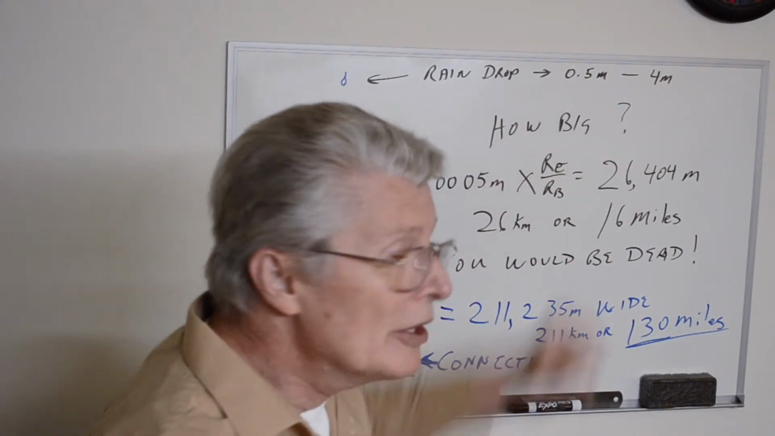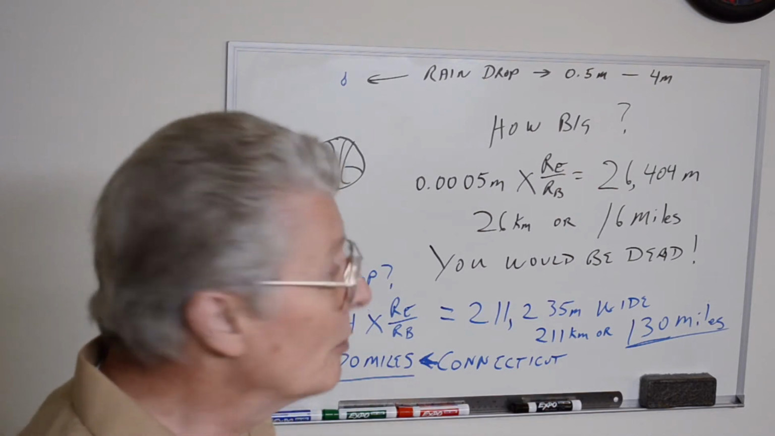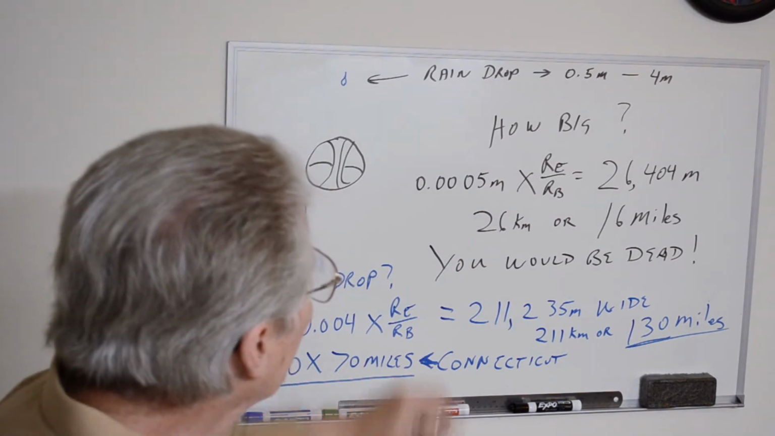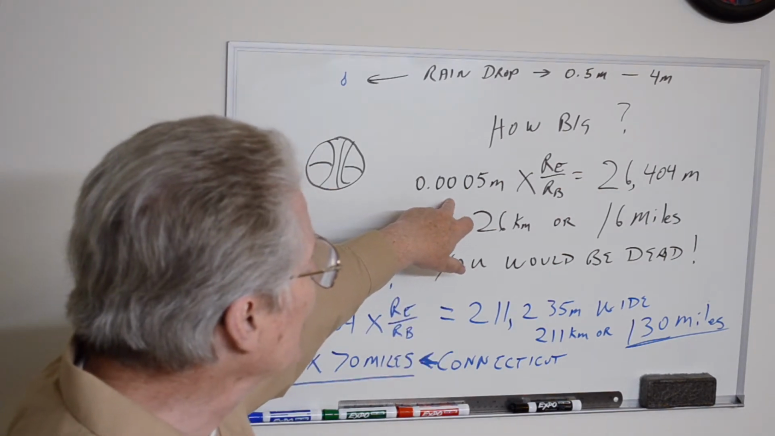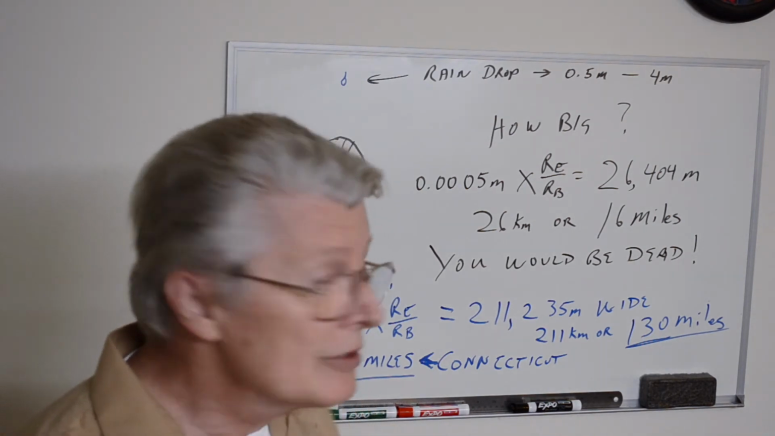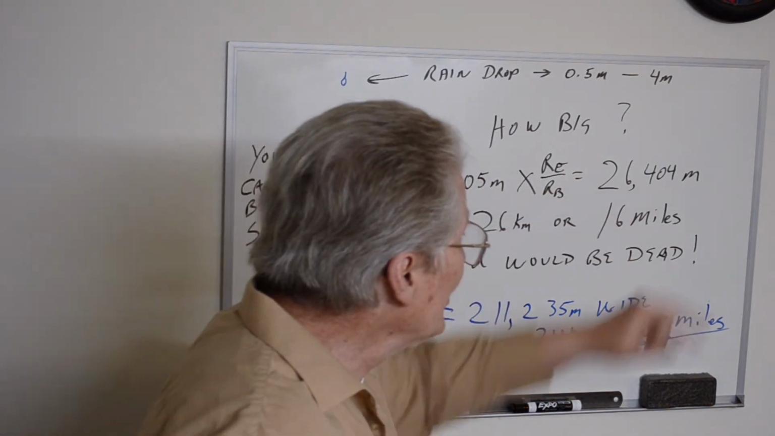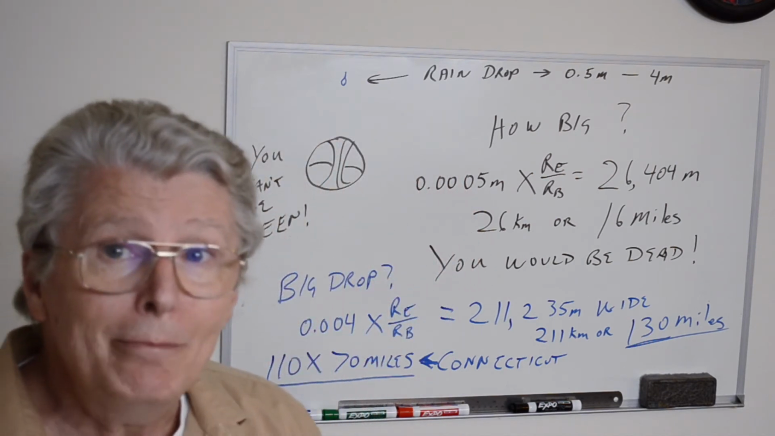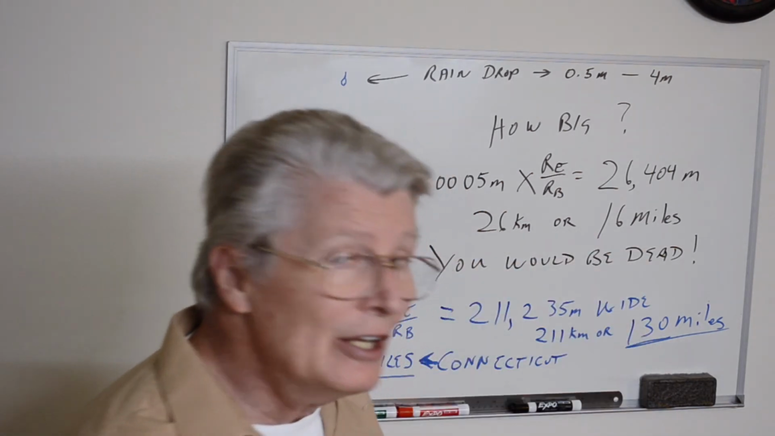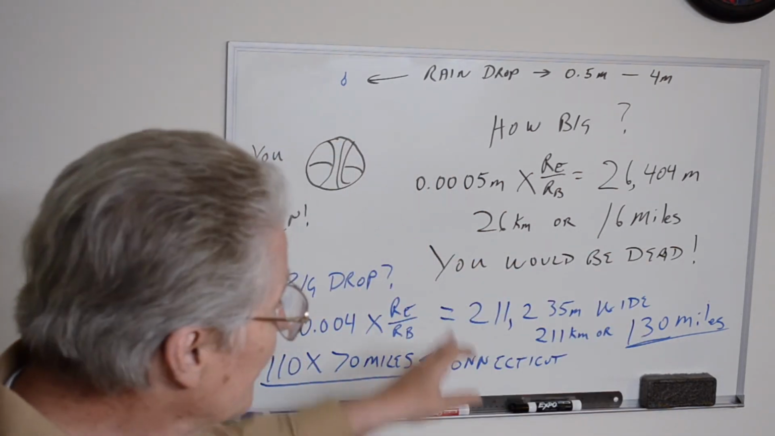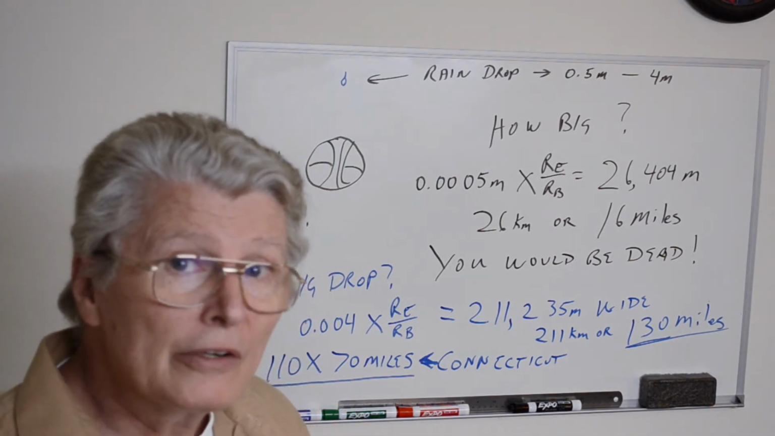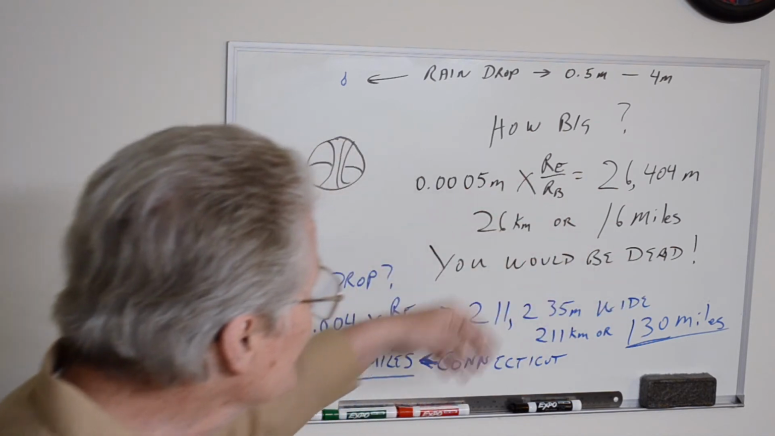So how big would the smallest raindrop be to you on this basketball world, when it comes down and hits you? Of course, you can't be seen, you're too small. At 0.5 millimeter, if you multiply that by the ratio between the radius of the Earth and the radius of the ball, it will come out to 26,404 meters. That's 26 kilometers or 16 miles. Yes, you would be dead if something like that fell on you on that basketball. It's a huge amount of water coming down. 16 miles across, that's amazing.